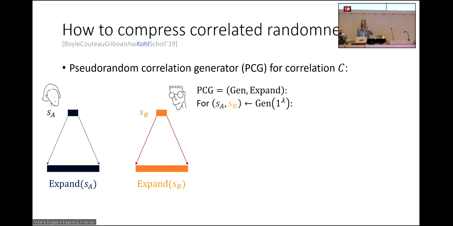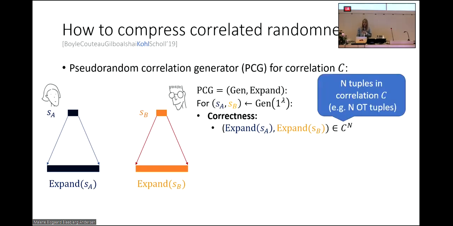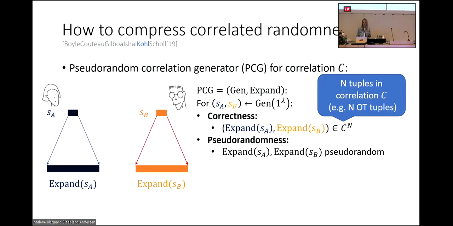And so if we sample a pair of correlated keys, then we want, of course, if we expand them, that we actually get something in the correlation. Otherwise, it's not useful. So for example, we want n OT tuples, where every OT tuple looks like a new, fresh, random OT tuple in the correlation. And I already said random, so we want pseudo-randomness. If you just look at one half, it's pseudo-random. And if we look at pseudo-random generators, then we're done. This is all we need. We need correctness, we basically only need pseudo-randomness.